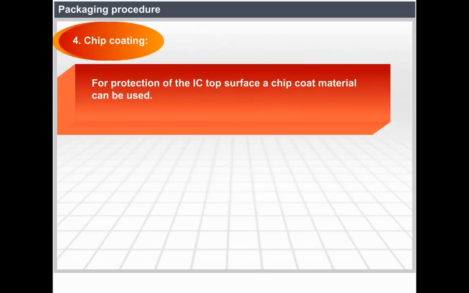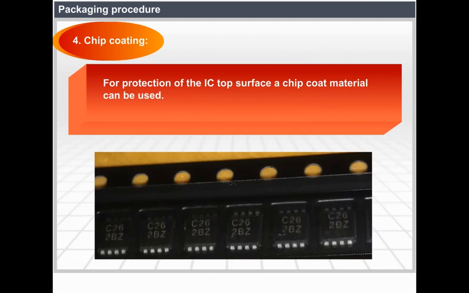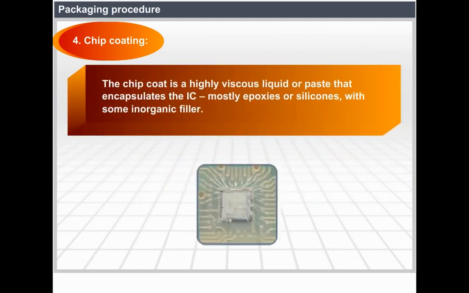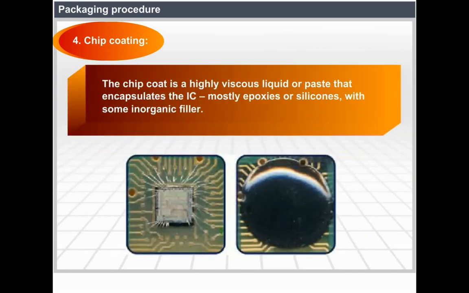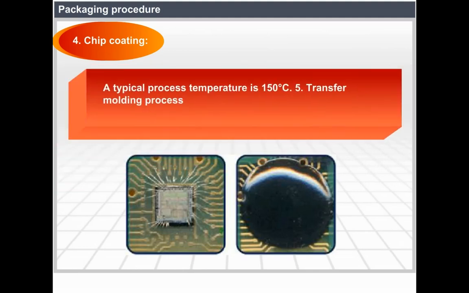Chip coating. For protection of the IC top surface, a chip coating material can be used. A chip coat is a highly viscous liquid or paste that encapsulates the IC, mostly epoxies or silicones with some inorganic filler. A typical process temperature is 150 degrees Celsius.